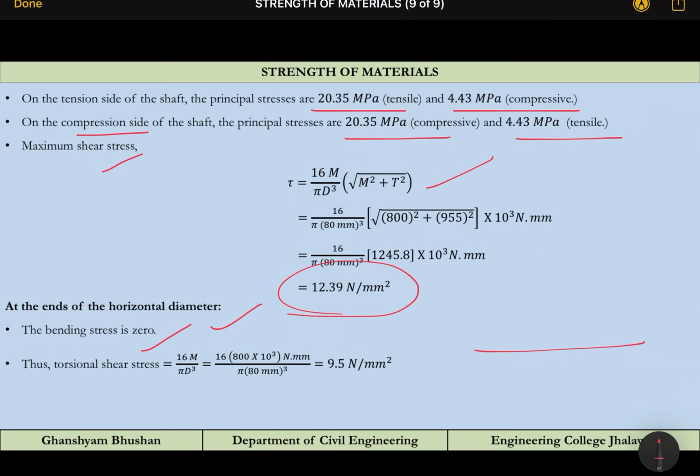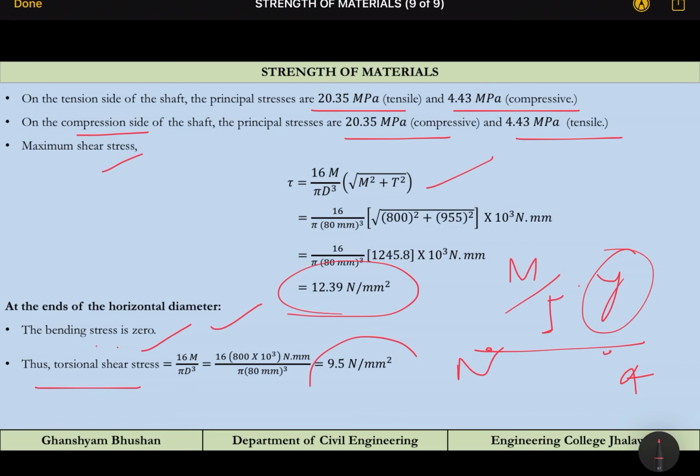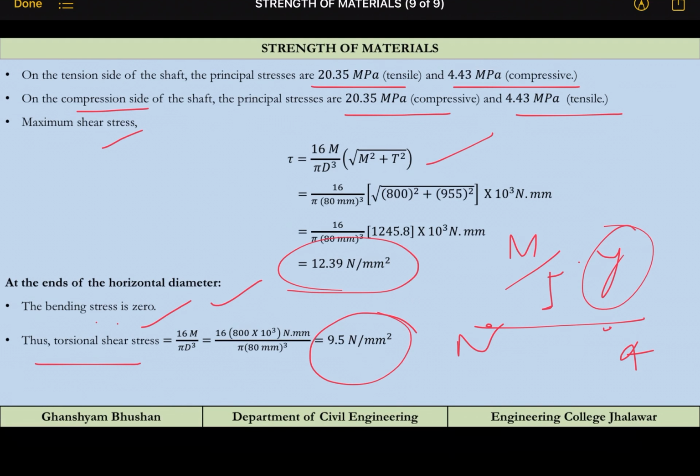At the horizontal diameter the bending stress will be 0, because at horizontal diameters it is the neutral axis, so y will be 0 in M by I into y, and bending stress will be 0. The torsional shear stress will be 16 T by pi d cube, which comes out to be 9.5 megapascal or Newton per mm square.